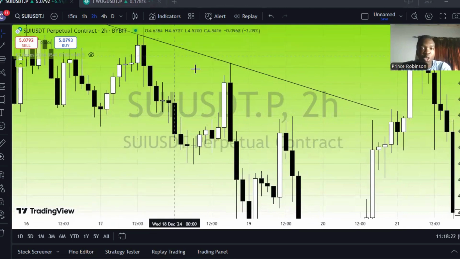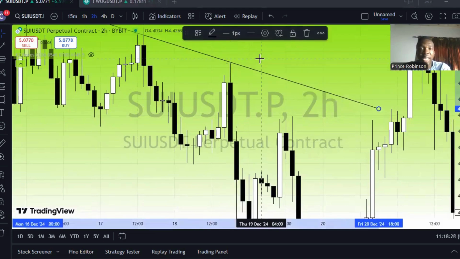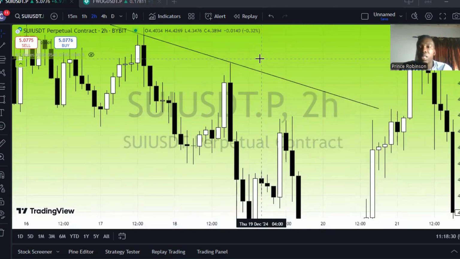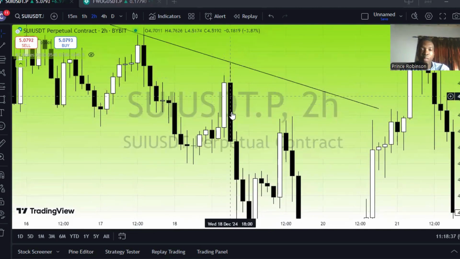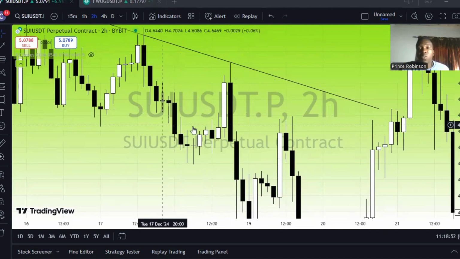First touch, second touch, the third touch. Like I always tell you guys, if you have been watching my videos, you notice that the third touch is always the trigger point. Okay, this is it. You enter. This is your confirmation: the bearish candlestick was able to engulf the bullish candlestick. This is your confirmation as a swing trader.